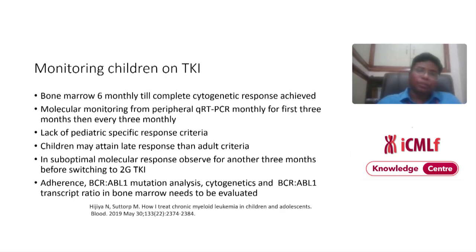However, it is important to note that children may attain late response when we follow adult criteria. So if a child has a suboptimal molecular response, we can observe for another 3 months before switching to a second generation TKI, and meanwhile we wait for the response by continuing the first generation TKI. We have to evaluate for adherence, BCR-ABL mutation analysis, cytogenetics, and the BCR-ABL1 transcript ratio in bone marrow also needs to be evaluated.